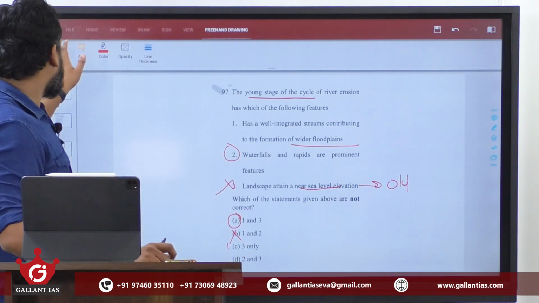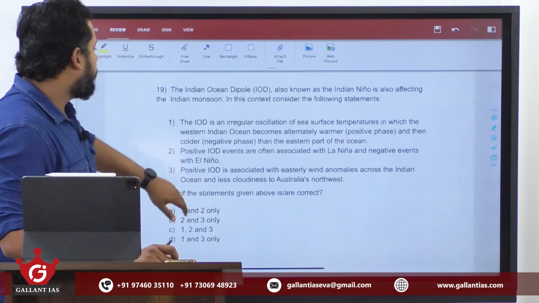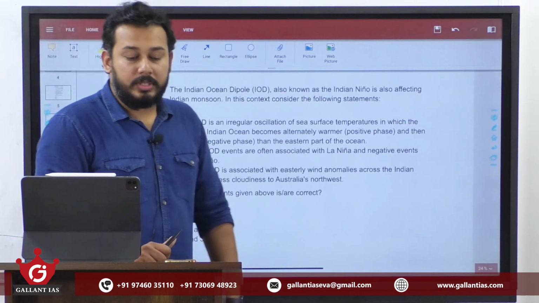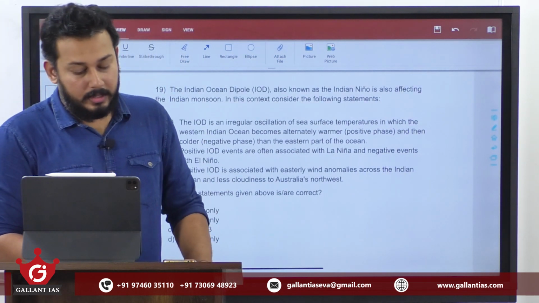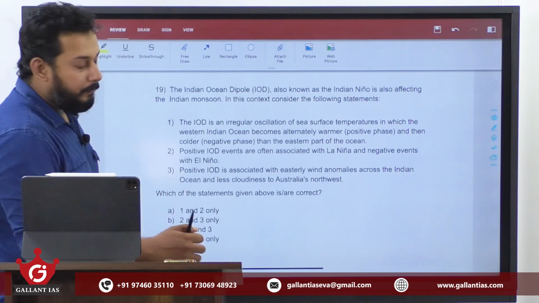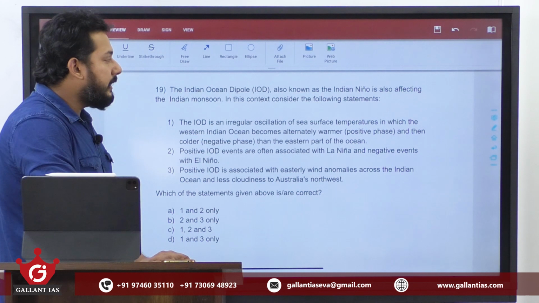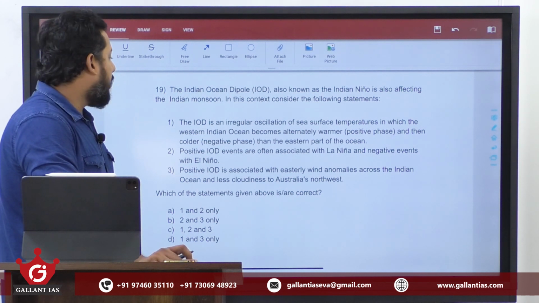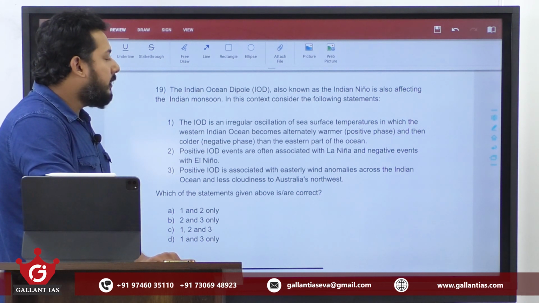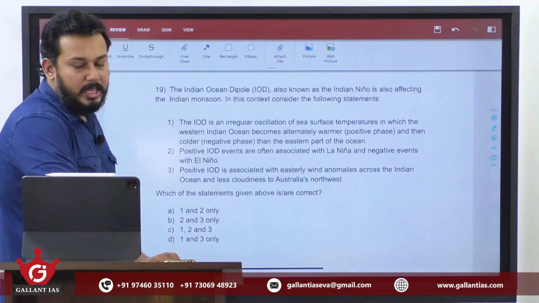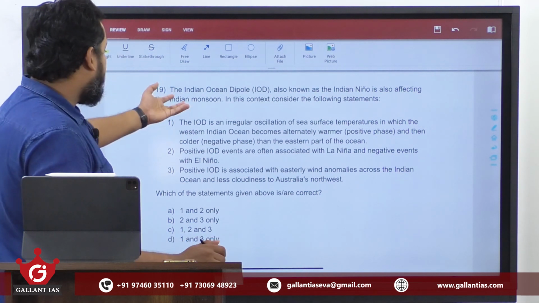Moving on to the next question. It's regarding Indian Ocean dipole and El Nino, La Nina, etc. So, the Indian Ocean dipole, also known as the Indian Nino, is also affecting the Indian monsoon. In this context, consider the following statement. It is regarding El Nino and IOD.